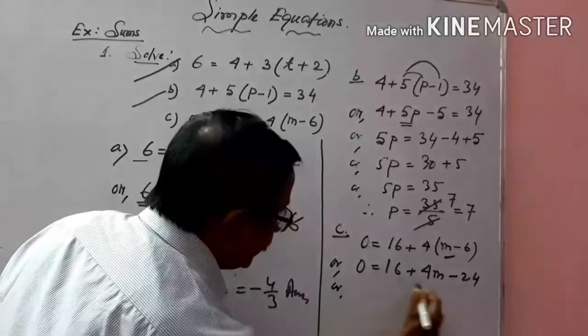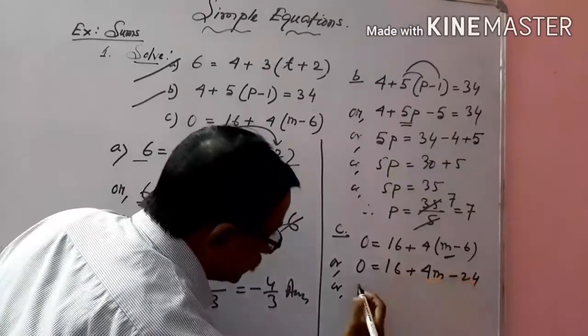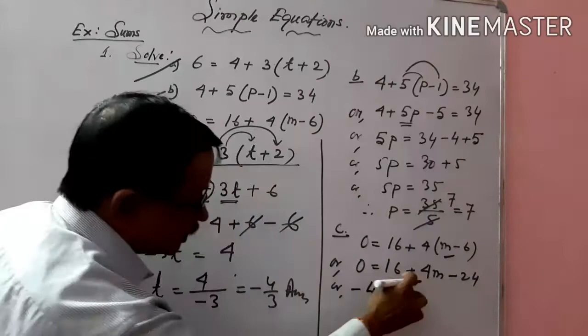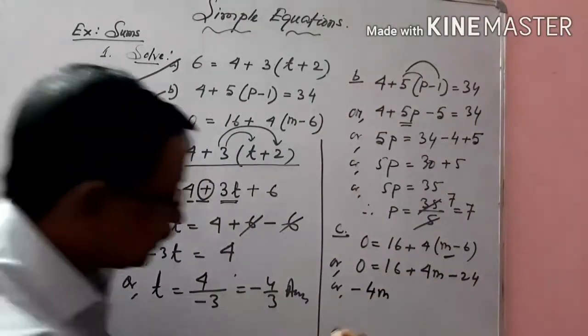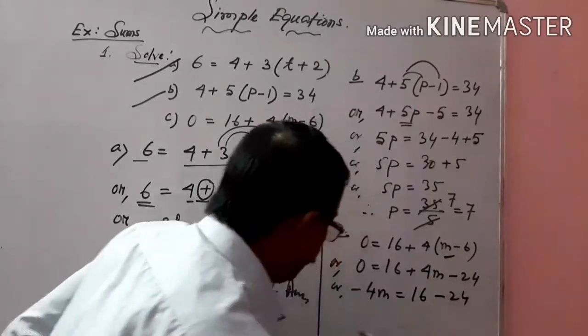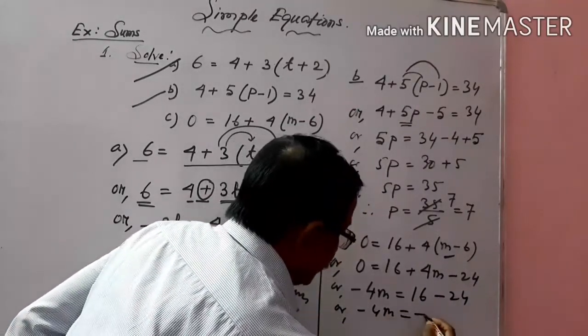Now we have to find m. So place m on the left hand side; once you take it across, the sign becomes minus 4m. And the other terms remain on the right side, that is 16 minus 24. That means minus 4m equal to minus 8.